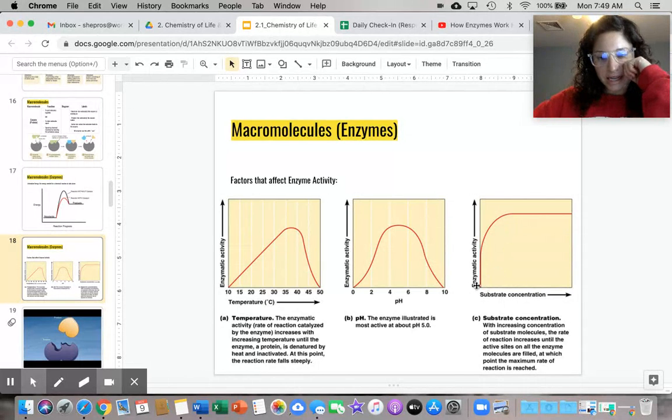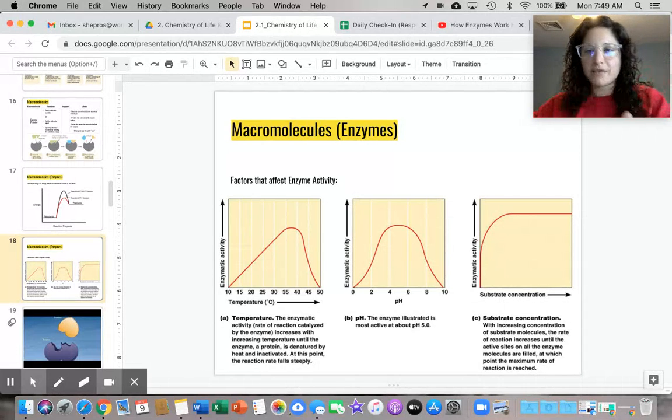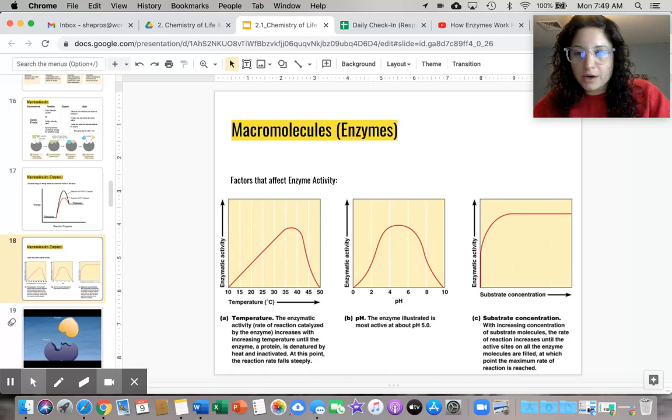What we're seeing here is a different looking graph. As we add more substrate to the environment, we see the enzyme activity going up, up, up, and then it peaks, and we get a nice plateau on this graph right here. So let's think about why we're seeing this. You'd think that the more substrate we add, the more stuff an enzyme has to do, the faster it's going to work, the better it's going to work. Let's compare this to ourselves, okay?